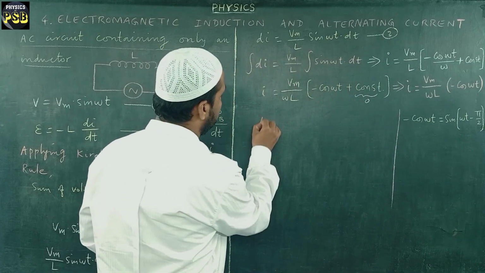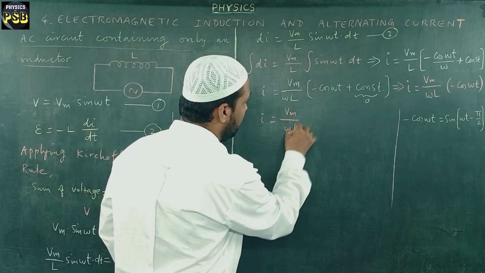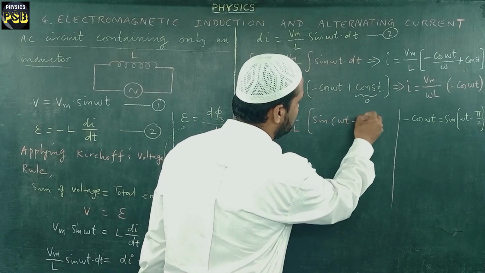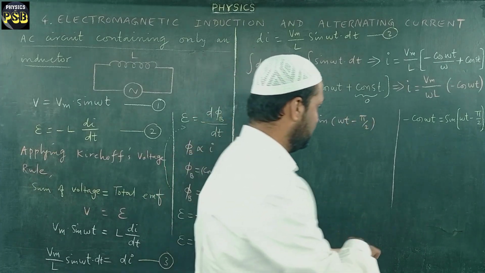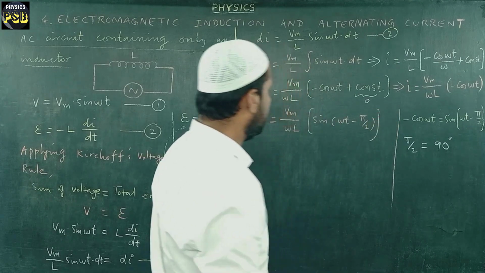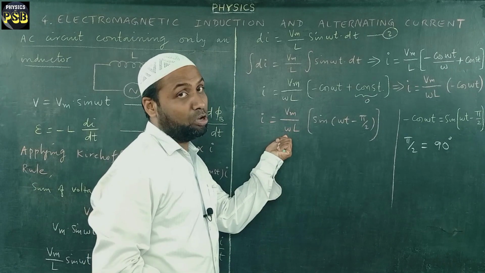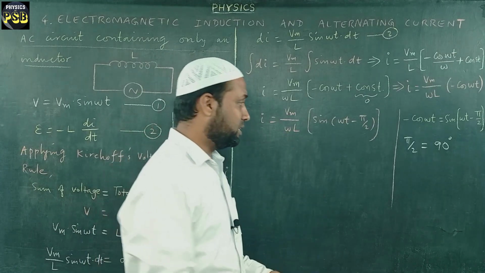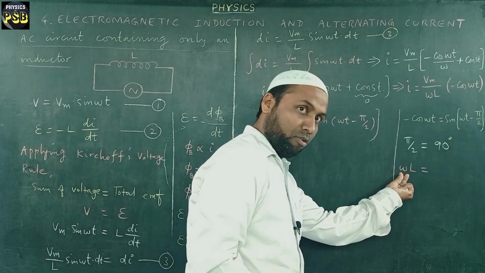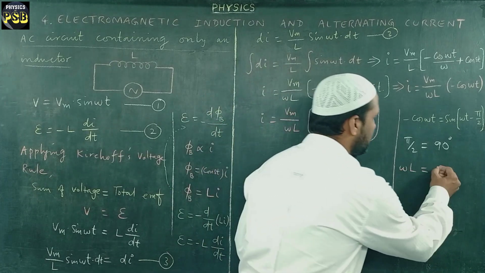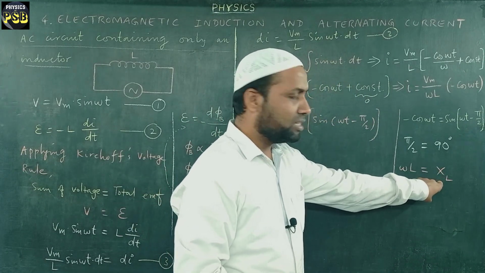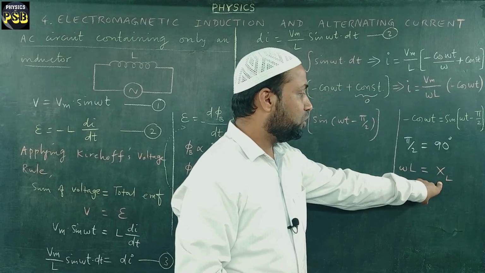So I equals Vm upon omega L, within bracket sine of omega t minus pi by 2. Here pi by 2 is nothing but 90 degree. Clear? Remember this. Next, omega is the angular velocity. When it is multiplied with the inductance of the inductor, the product omega L is nothing but the reactive inductance. What is this XL? XL is nothing but reactive inductance, or inductive reactance, you can say.